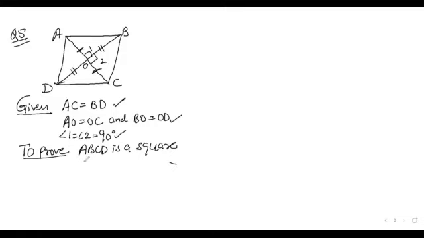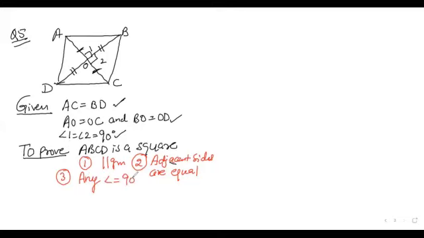ABCD is a square. Now we have to understand, to prove any quadrilateral as a square, what we are supposed to prove. First, we are supposed to prove that it is a parallelogram. Second, we are supposed to prove that adjacent sides are equal. Third, we have to prove that any angle is equals to 90. Now let us start proving all of these one by one.